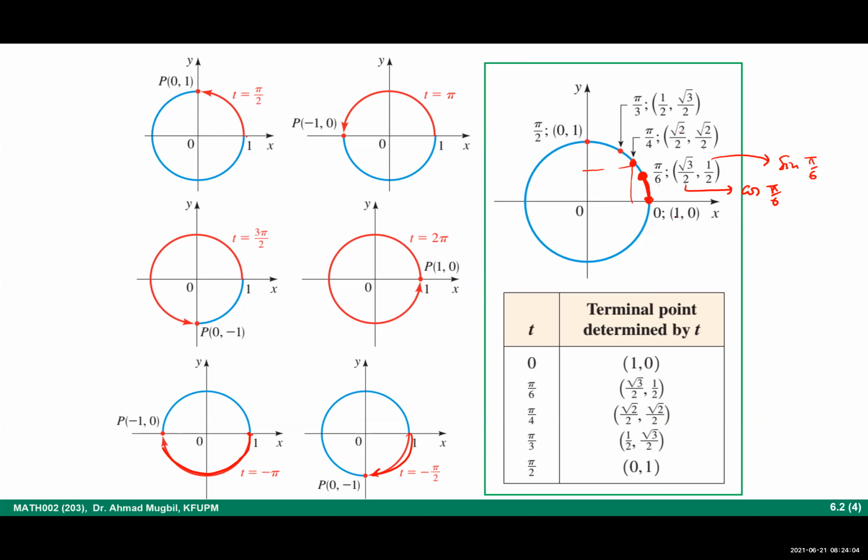Also the same idea for this point. It is 1 and 0. This is in fact cosine 0. This one is sine 0. Similarly here for 90 degrees, this 0 is cosine pi over 2, and this one is sine pi over 2. This point is on the y-axis, so it is 0 and 1. So here we have what is called the terminal point instead of the terminal side.